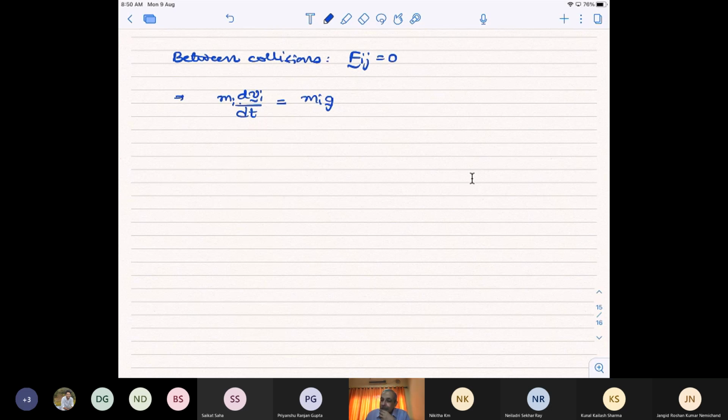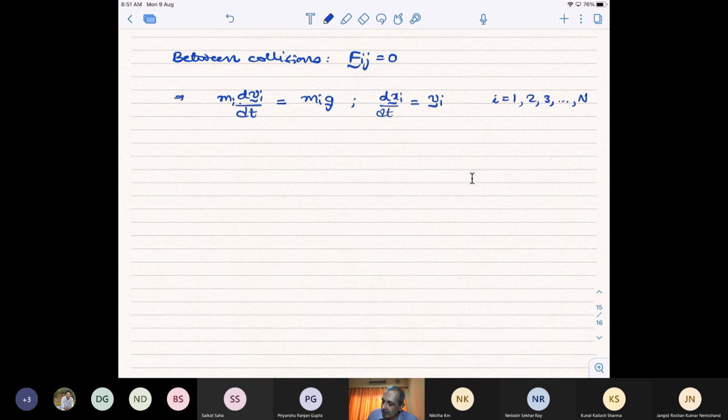And if you want to find out what is the position of the particle, then we simply write down dxi by dt. The rate of change of position is just given by vi. I didn't write it down earlier, but this is true even when force is not equal to zero. So these are the equations for each particle, but each can be solved independently now. So between collisions, the particles just move independent of all the other particles, and that can be solved.